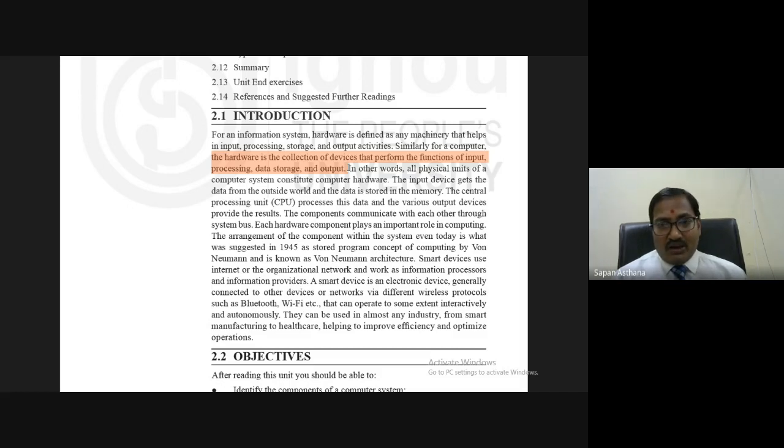In other words, we can say that all the physical units of the computer system constitute computer hardware. Learner, you know very well all the physical units.